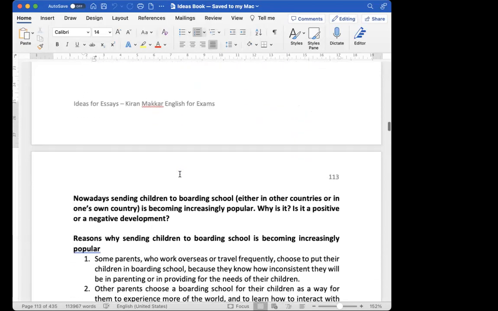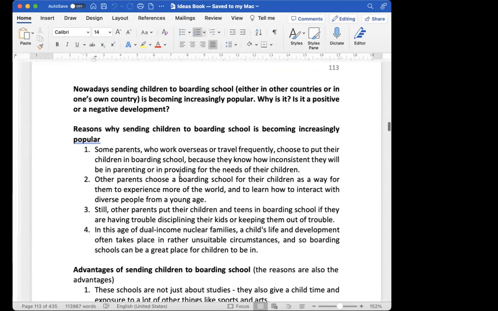All right. Then we come to this essay. Nowadays, sending children to boarding school. So this essay is on the boarding school. Boarding school is becoming popular. Why is it? First, they've asked you the reasons why parents are sending their children to boarding schools, and then they've asked you whether it is positive or negative. Okay. So now the reasons why sending children to boarding school is becoming increasingly popular.